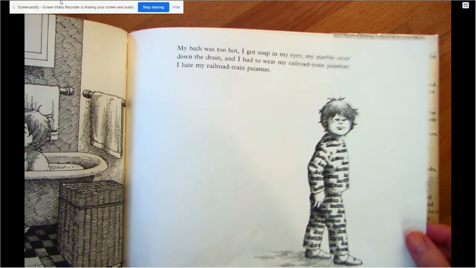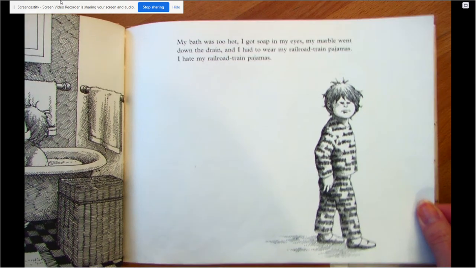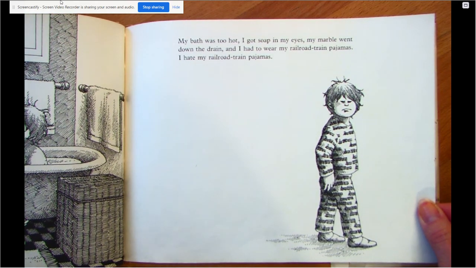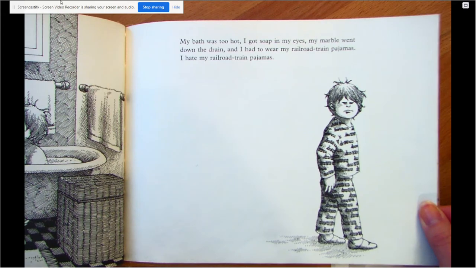Have you ever had to wear something you didn't want to wear? Maybe the laundry's not done. That's all you have to wear.